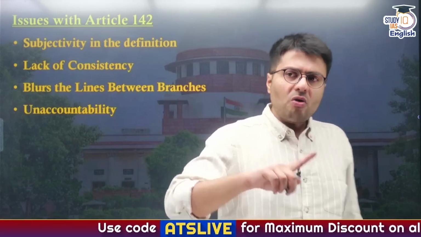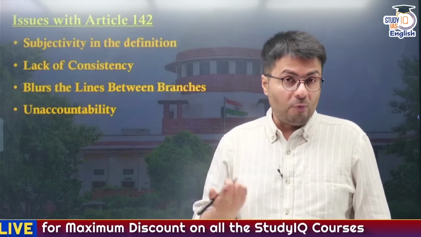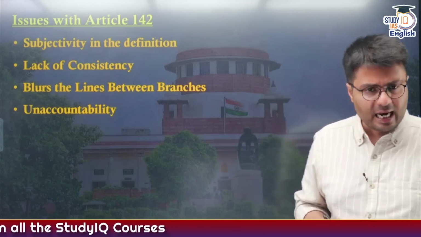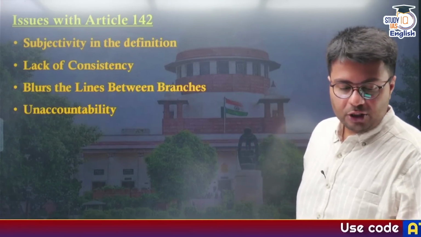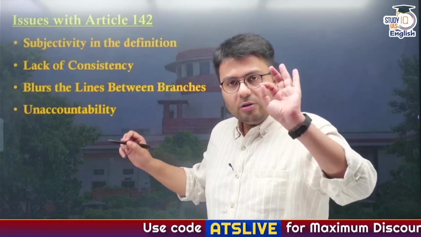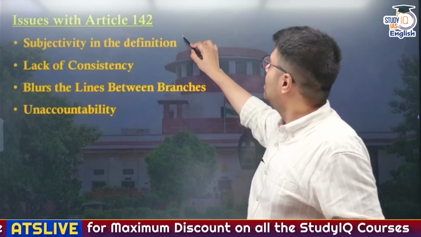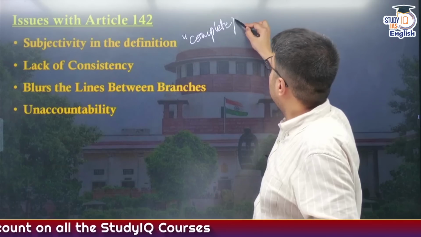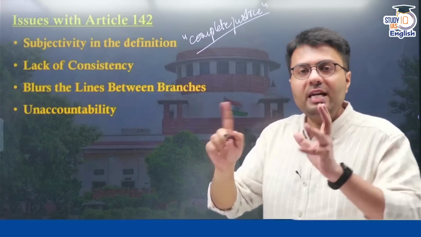Now, there are also certain criticisms of the use of Article 142, and what are the grounds on which such criticisms are made? Let us try to quickly understand this. First is the subjectivity of the decision. Now, what you have to understand is that the Constitution, in its text, uses the words complete justice. But you understand, right, that the word justice itself is a very subjective matter.